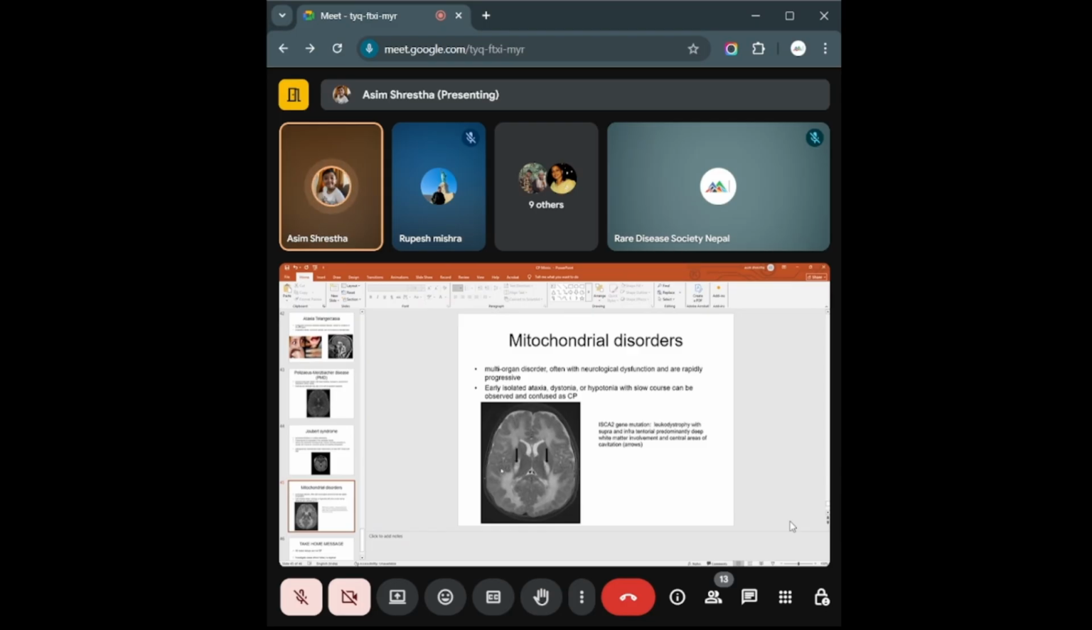They often have neurological dysfunction, but usually they are rapidly progressive. So cerebral palsy is a non-progressive disorder, but these conditions are progressive. They can have early isolated ataxia, multi-system involvement, dystonia, or hypotonia with a slow course that can be observed and confused as cerebral palsy. So here, this is a condition with the SCA2 gene mutation where you can see widespread white matter injury, and you can even see some areas of cavitation as shown by the arrow.